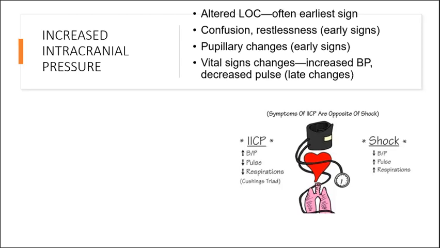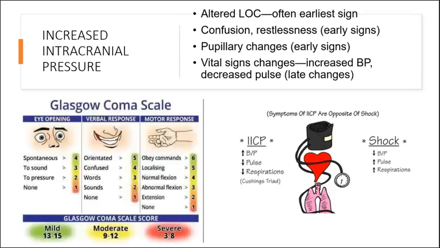So that's what we refer to as widening pulse pressure. So look out for that on the NCLEX, on your patient with an increase in intracranial pressure. Be alert for that widening pulse pressure. Again, as part of your assessment, you can assess your patient using the Glasgow Coma scale.